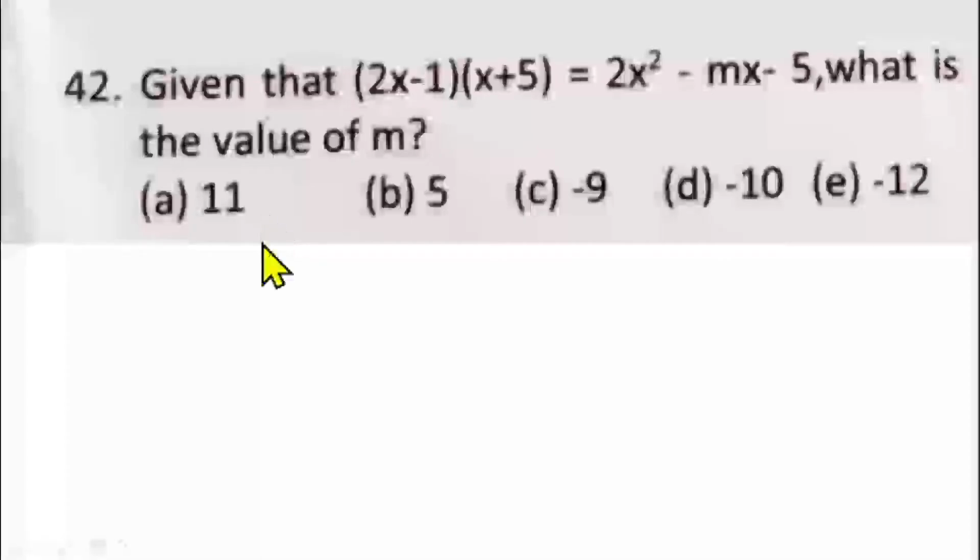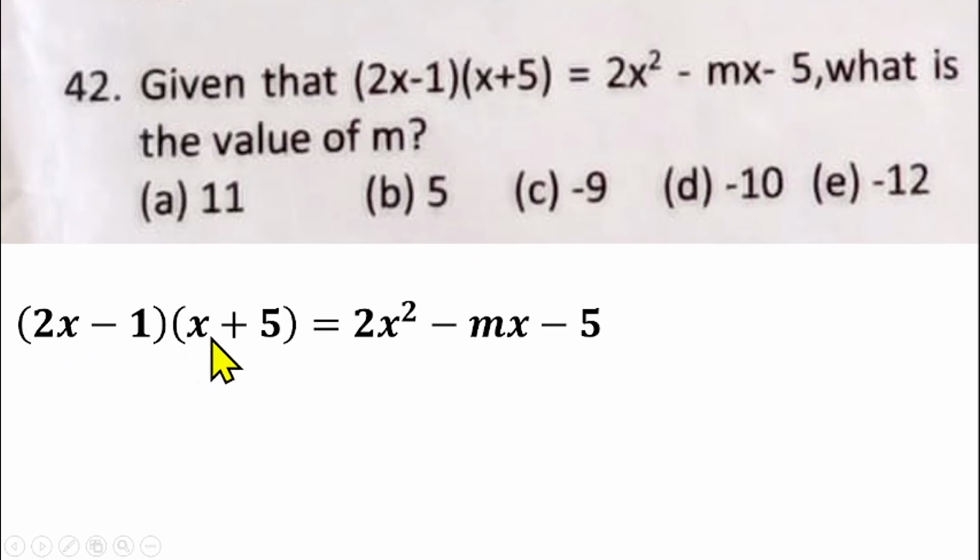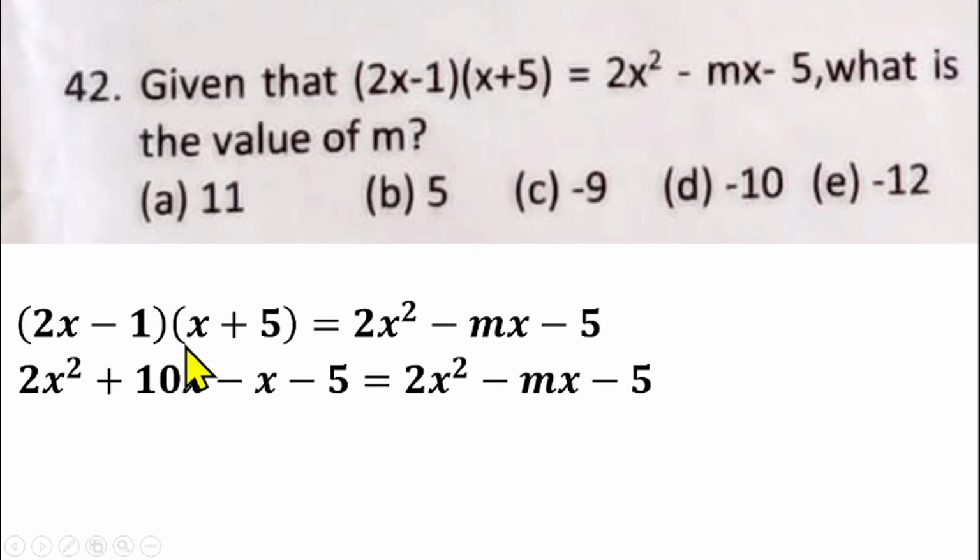Question number 42. You are given this bracket multiplied by this bracket equals this. What is the value of m? So what you do is open this bracket and compare both sides. If I open this bracket, you'll be having 2x times x, that will give us 2x squared. 2x times 5 gives us 10x, minus 1 times x is minus x, minus 1 times 5 is minus 5, equals this.